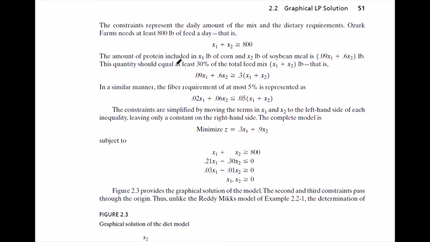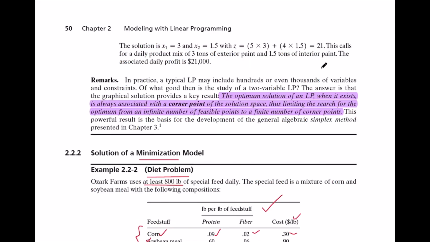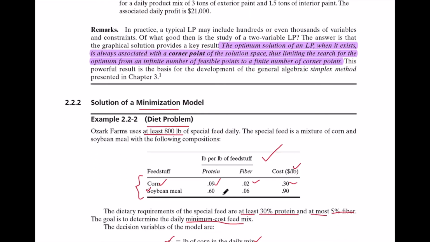So the question said that the total should be at least 800 lb. That means the total amount of corn and soya bean should be greater than or equal to 800. 800 should be the least, and the total value should be more than 800, that is, greater than or equal to 800. Similarly, the amount of protein included in x1 lb of corn and x2 lb of soya bean is this much. How do we know this? We know from this table.